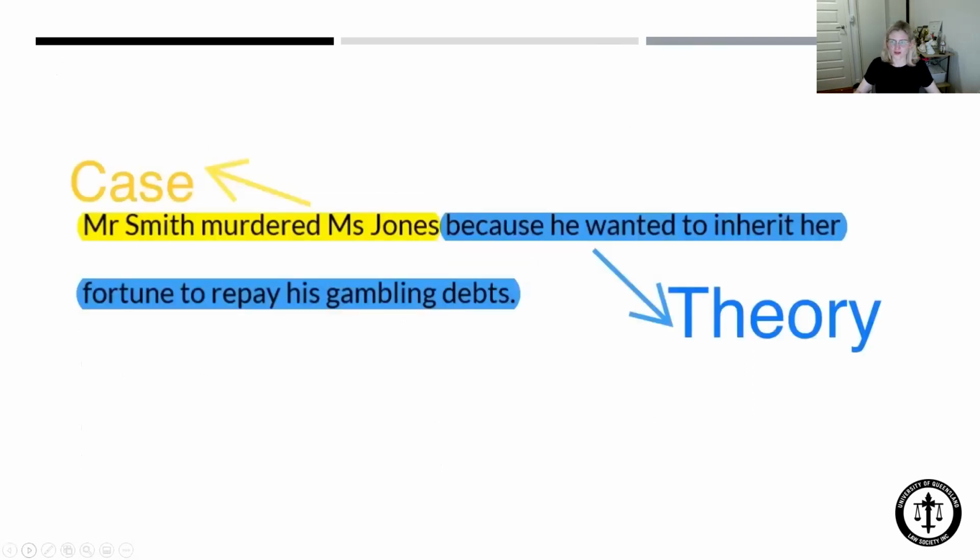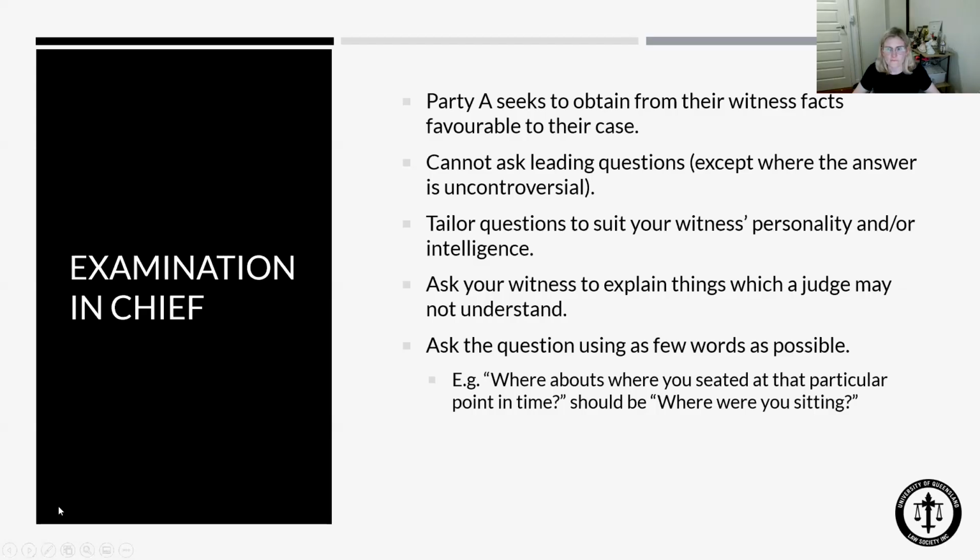This is my own drawing of it. So in this case, Mr. Smith murdered Ms. Jones. That is your case, right? That's the charge. The theory is why he did it. It's a very basic example of this. Yours may be slightly, but not too much, more detailed than this. Now, examination in chief.